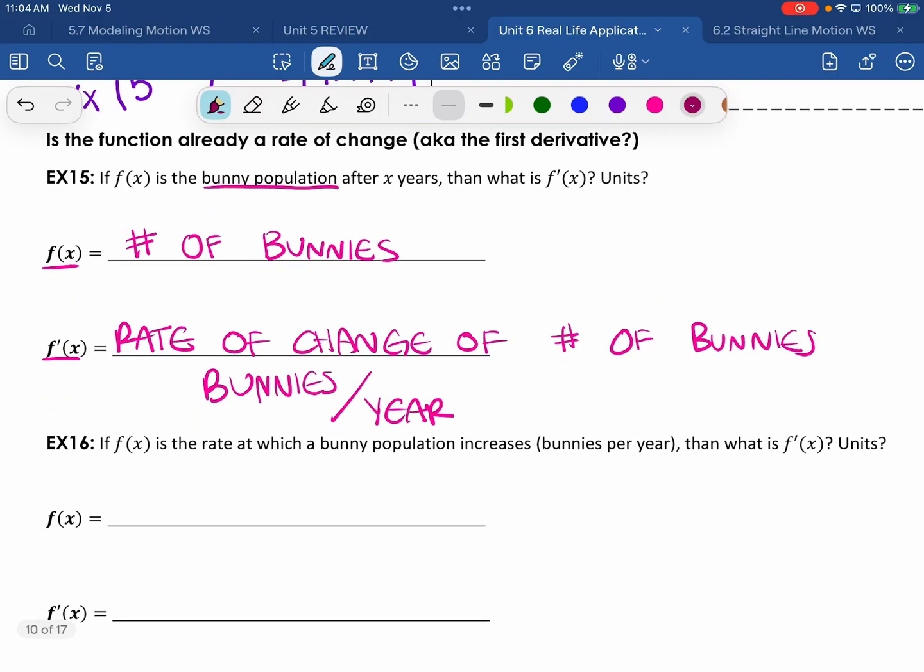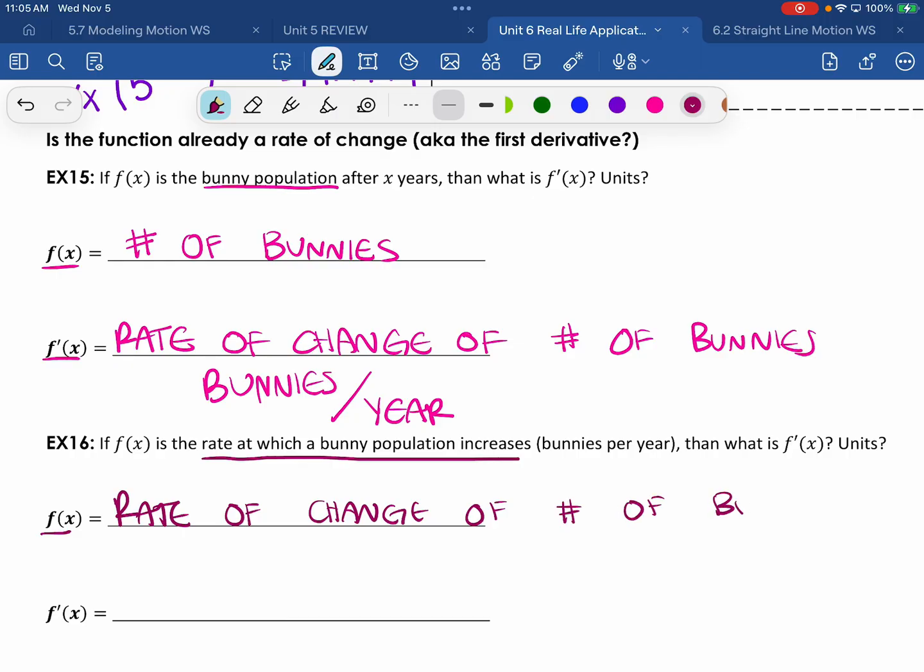All right, so this is kind of going back to that very first lesson that we did. So on 16, if f of x is the rate at which the bunny population increases in bunnies per year, then what is f prime of x and what are the units? All right, so on this one, f of x is already a rate of change. So f of x in example 16 is the rate of change of the number of bunnies in bunnies per year.